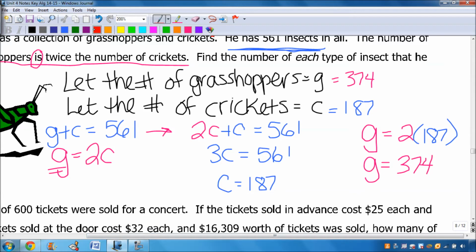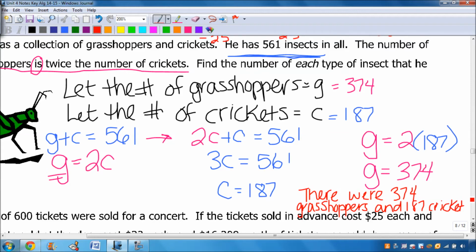So we will say there were 374 grasshoppers and 187 crickets. There we go. Okay? Make sure to mark down any questions you have on the side.